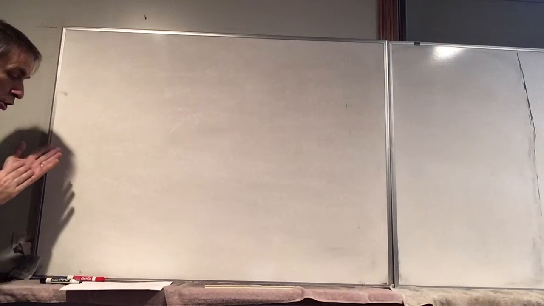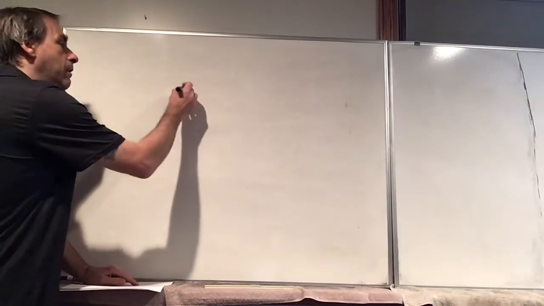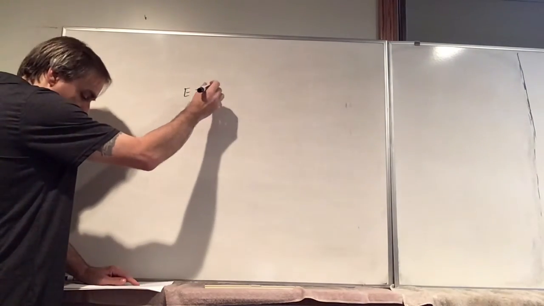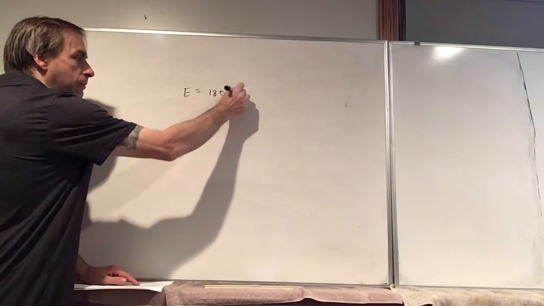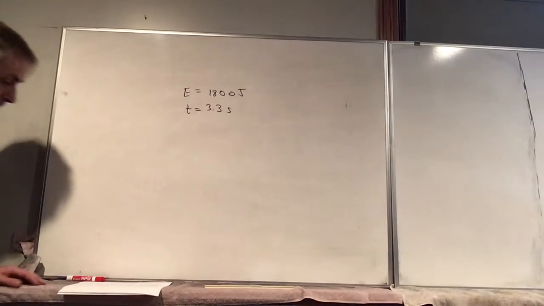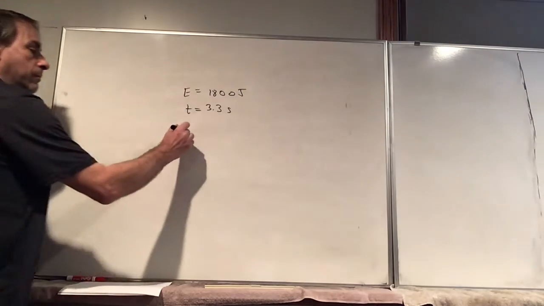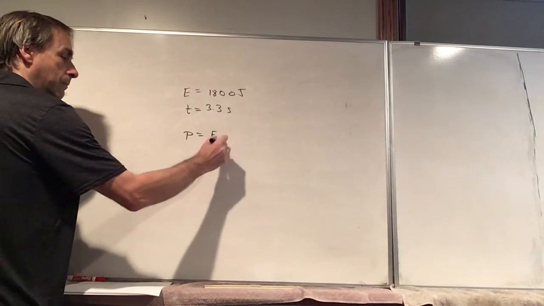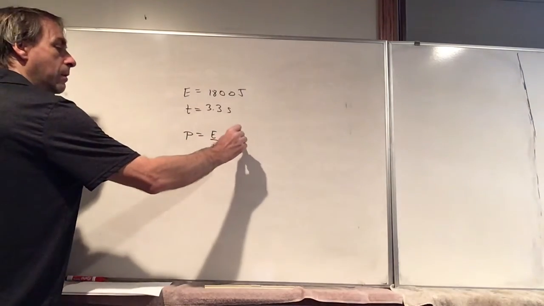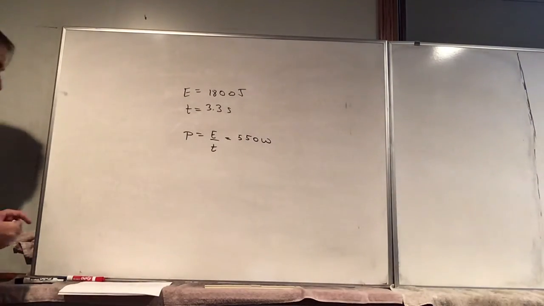Okay, so just 3 more. Problem 15, a car delivers 1,800 joules of energy in 3.3 seconds. So it delivers that much energy to the tires in 3.3 seconds. What is the power delivered to the wheels? Power is just energy over time. So just plugging in the numbers, about 550 watts.